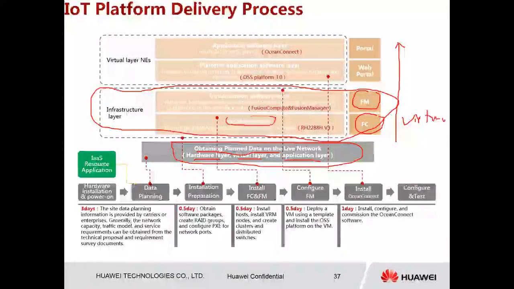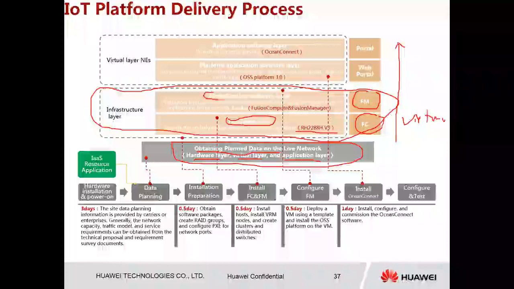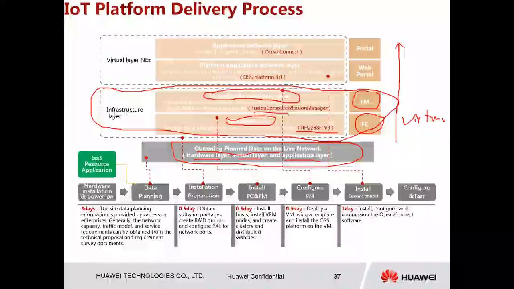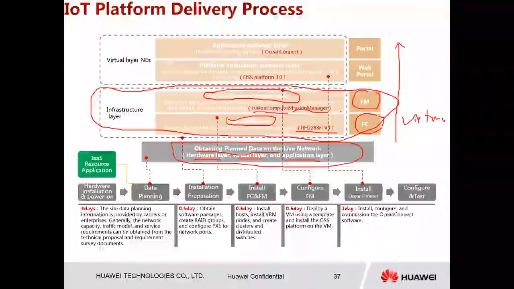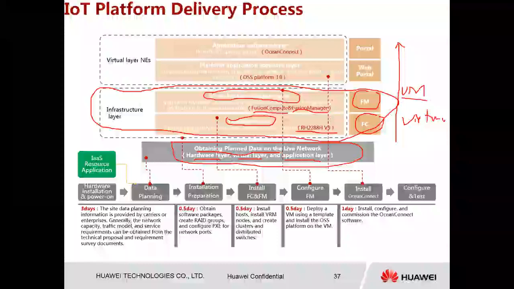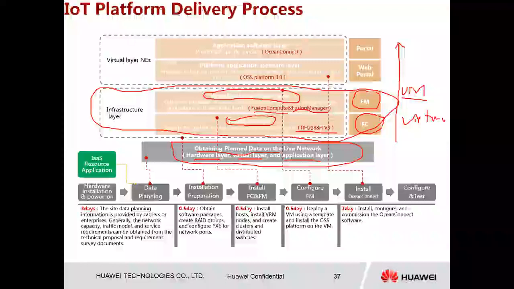It has two layers. The hardware layer includes our servers, IH2288H or other kinds of servers. And then the virtualization software layer. We can also support the web portal for management and configuration. And then we need to create the virtual machine on this infrastructure layer, and all this IoT platform will be running on this virtual machine.